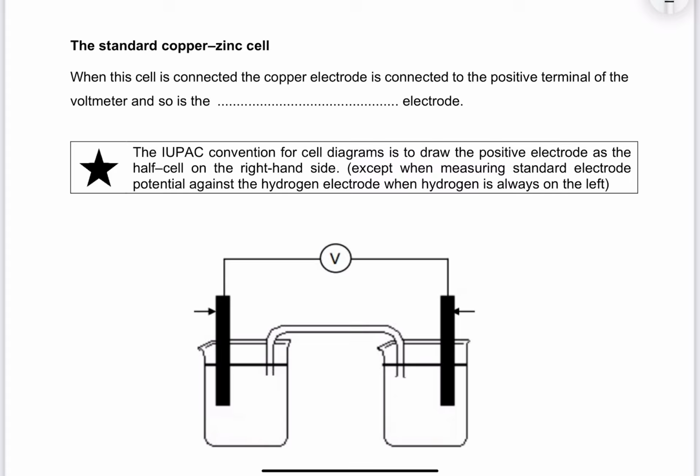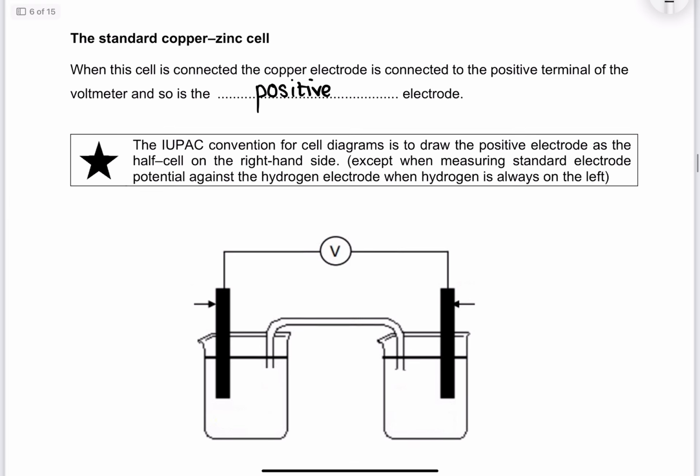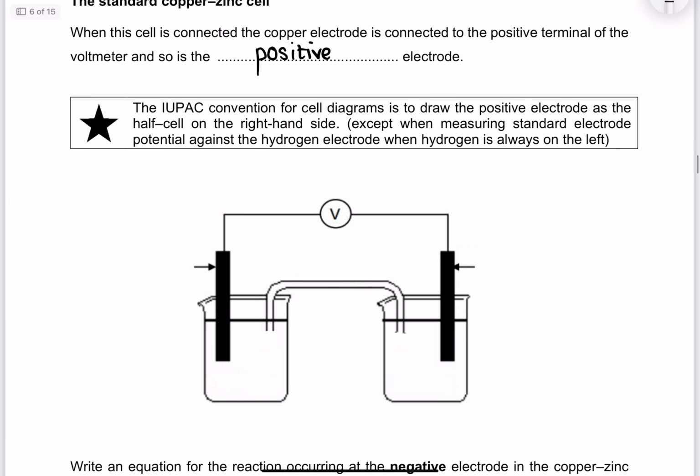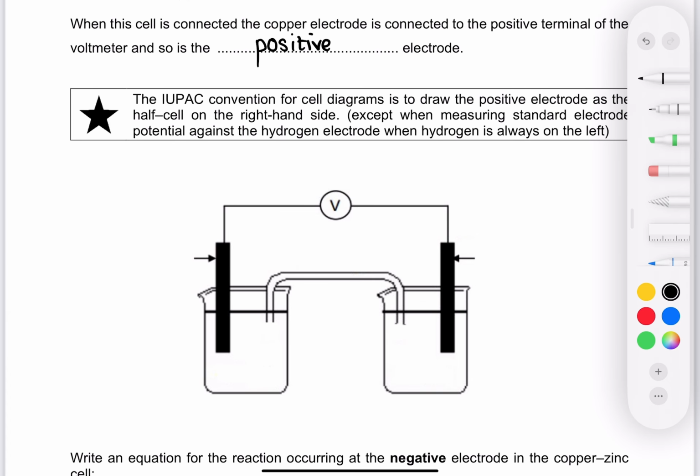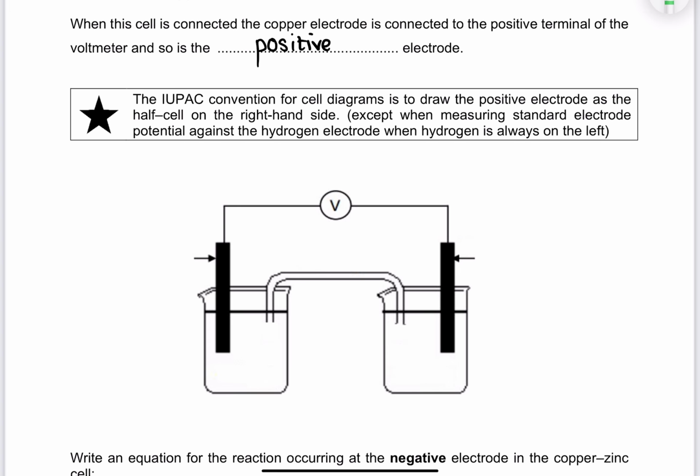And whichever thing is connected to the positive terminal of the voltmeter is the positive electrode. And so copper is the positive electrode. The IUPAC convention for these diagrams is always to put the positive electrode on the right-hand side, except for this strange situation where you're trying to find the values by measuring them against the primary standard of hydrogen, which is where you always put hydrogen on the left, but we will come back to that in another video. So positive electrode on the right-hand side is the convention for any two cells that don't include hydrogen.